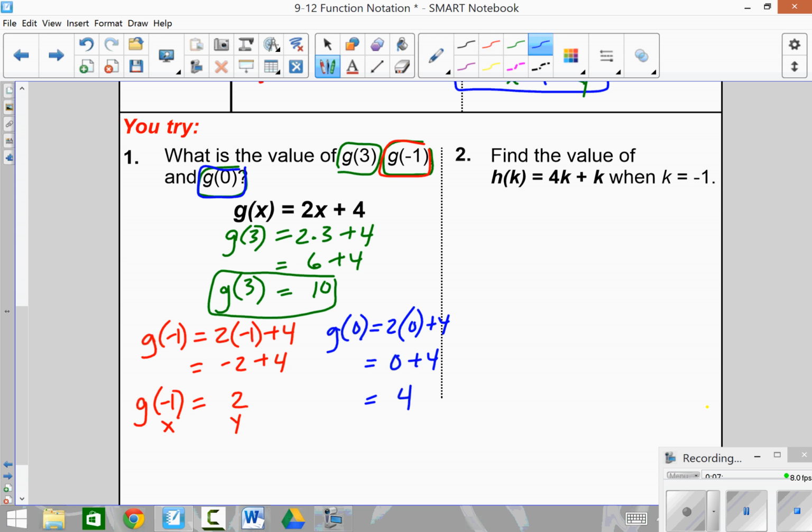Okay? And the g of 0, in this function of g, when the x is 0, put in a 0 wherever an x appears. 2 times 0 plus 4, I did the math, so 0 plus 4 equals 4. That means in this function of g, when the x is 0, the entire thing equals 4. That would be your y. Okay? Go ahead and try this last one on your own and then check back.